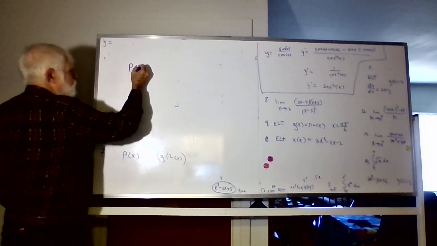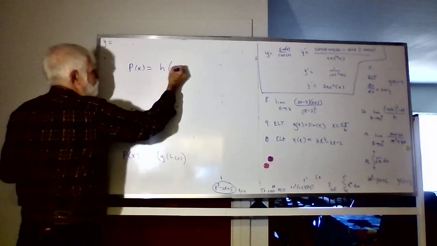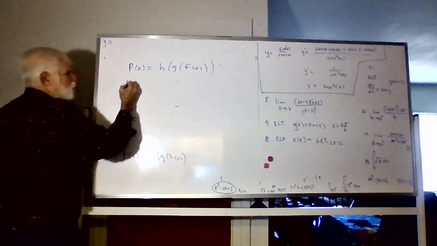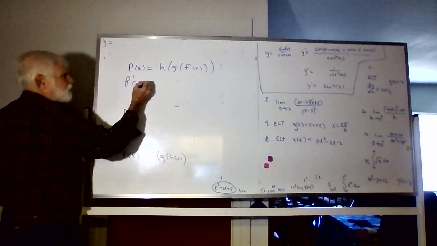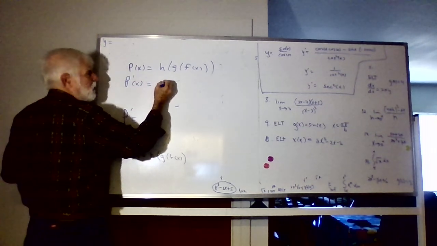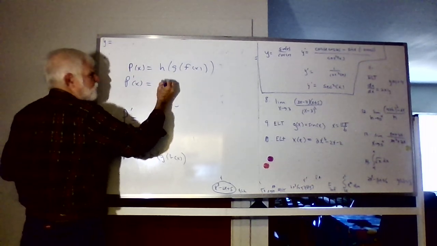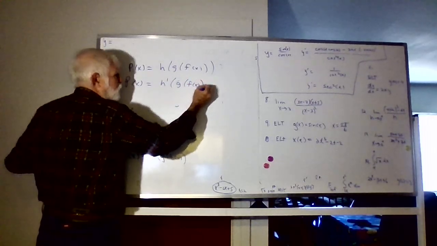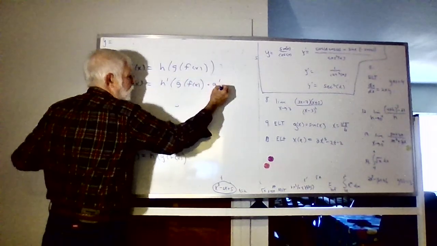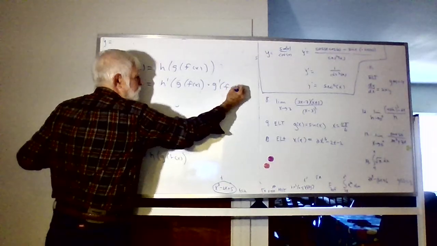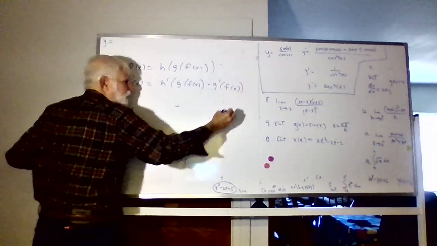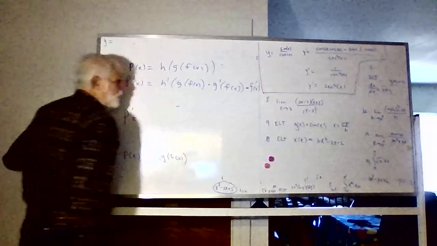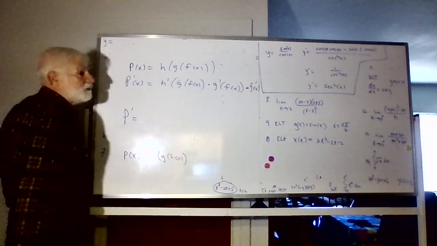So P of x is equal to h of g of f of x. I'm pretty sure you can see it here. So P prime of x is equal to h prime of g of f of x times g prime of f of x times f prime of x. Okay, so what would be a problem that looks like that?